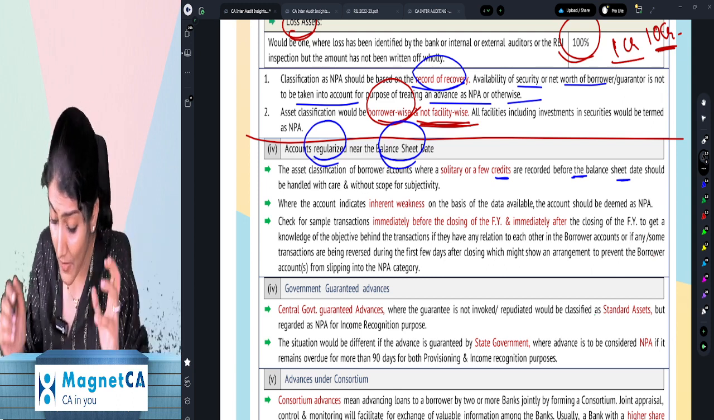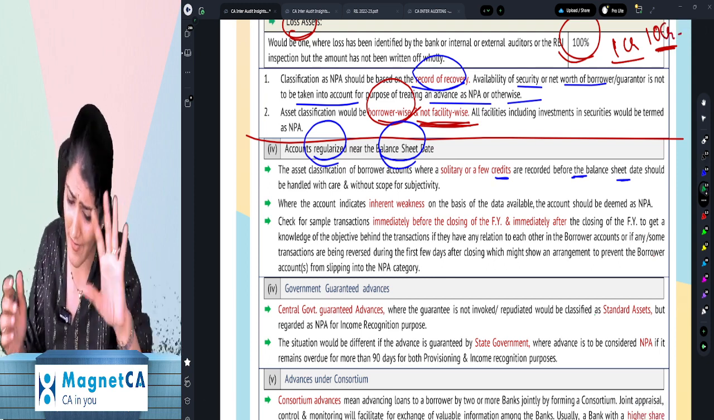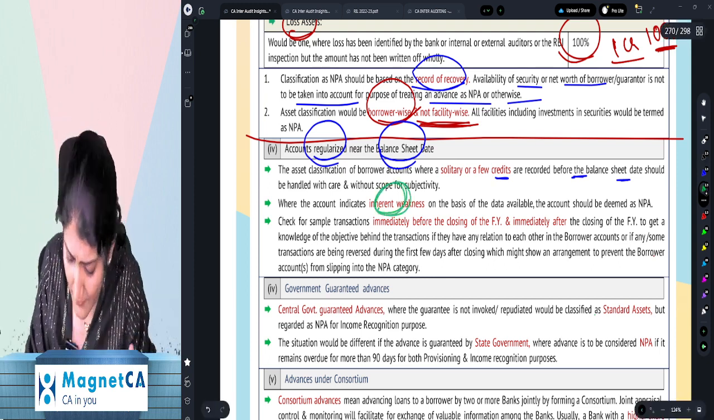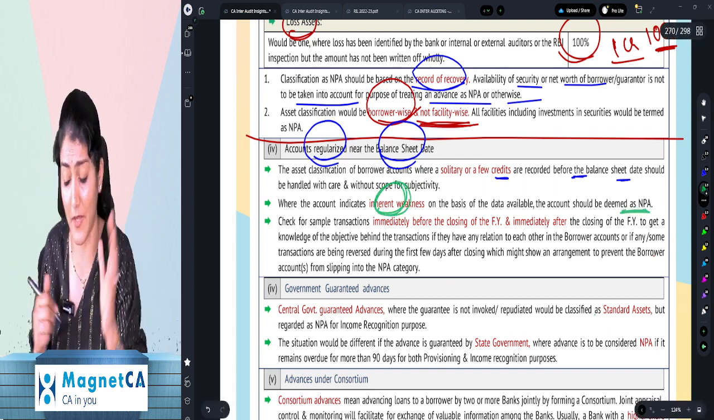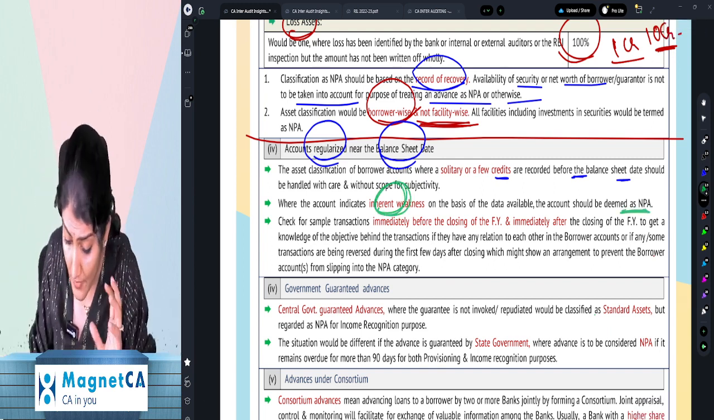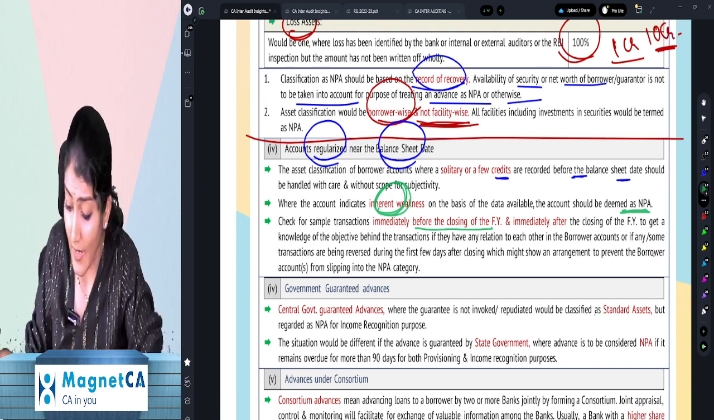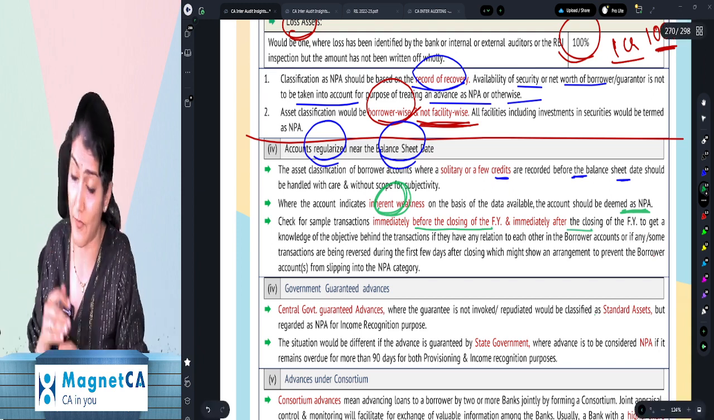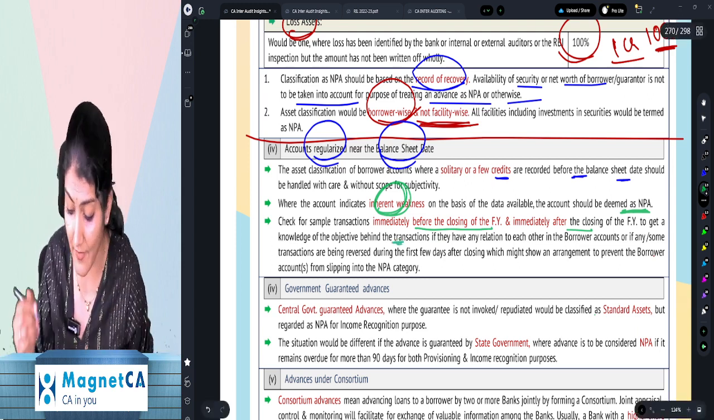Okay, right. So what does it say? Few credits. And then you say, "ये कुछ नहीं है, ये जैसे थे वैसे ही रहेंगे." Inherent weakness on the basis of data available, the account should be deemed to be an NPA. And for this, the auditor needs to check the transactions immediately before the close of the year and immediately after the close of the year, and a cutoff, to get a knowledge of the objective behind the transaction.